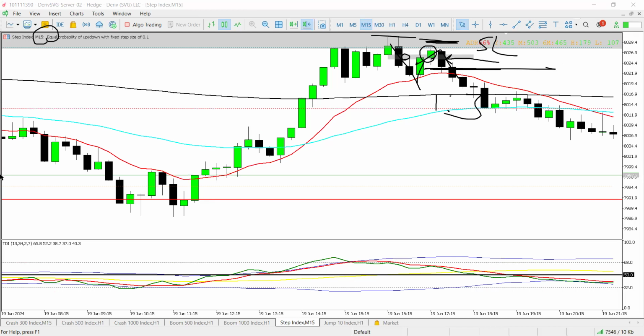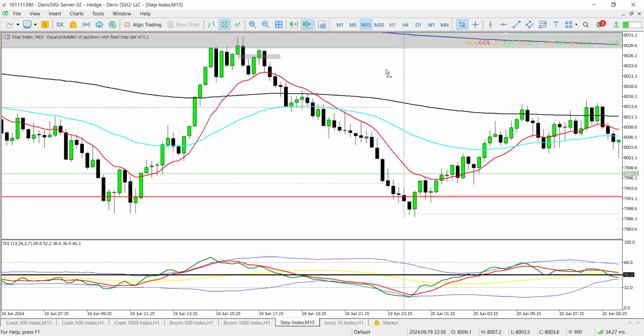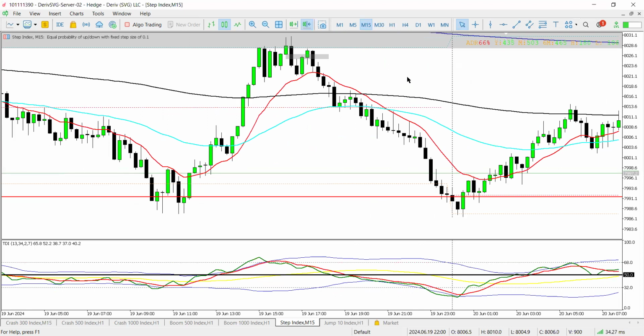If it's step index, I usually scalp if I'm trading. Always. I do not really hold that much. So you could have targeted either the 50 EMA, number one.